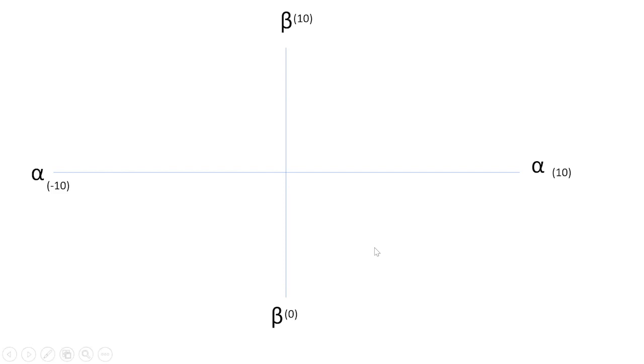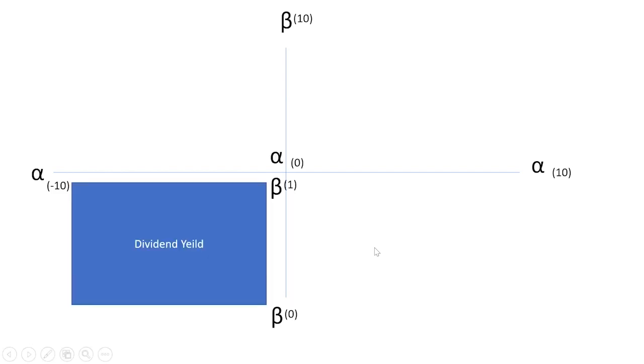So, okay, now we know what alpha is and what beta is. Alpha is simply the measure of how much your stock is beating the stock market, and beta is the volatility of your stock. And now we are drawing alpha and beta on the graph to see how we can use it for our benefit.